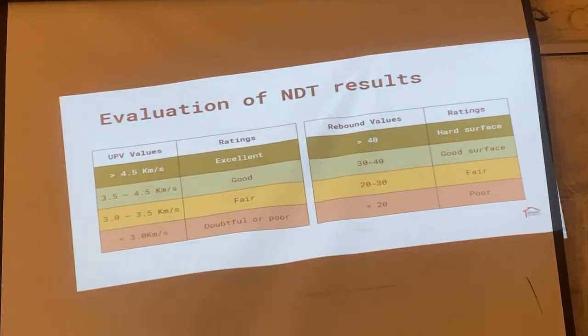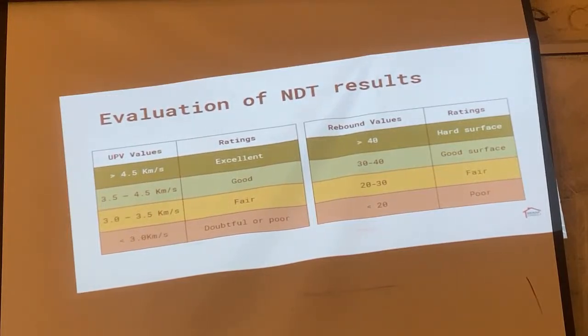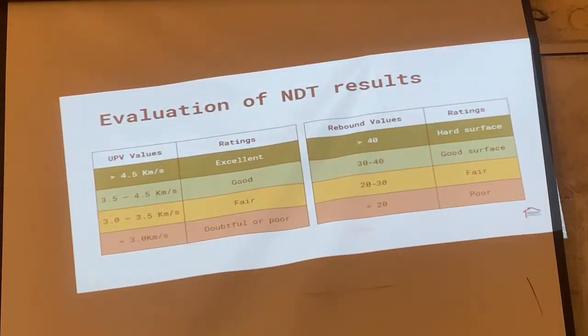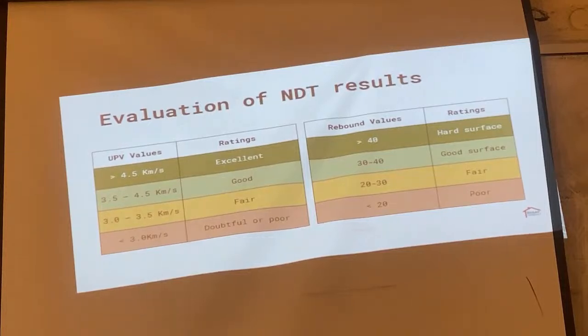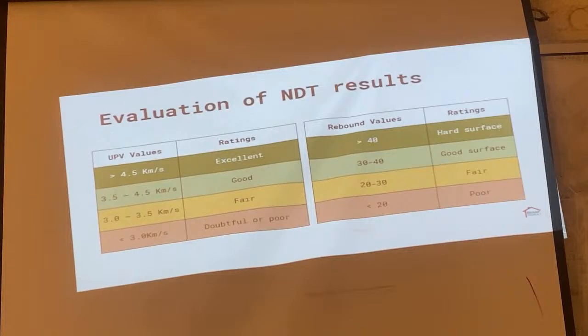So we do that for like 60 cubes, 100 cubes. The more cubes you crush, the more accurate your correlation is, and you're good to go. Now the same thing goes for the rebound hammer. You also have some values that show which is hard, which is good, and which is not. Now we've spoken about the pundit, the provoscope, and the rebound hammer.